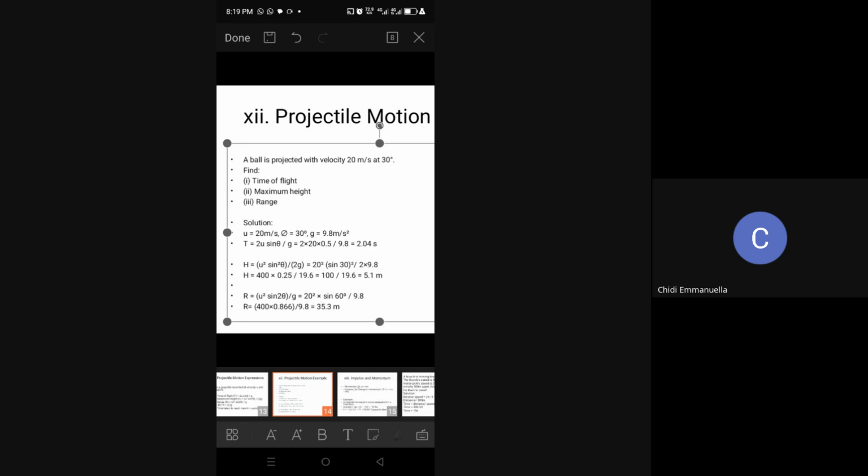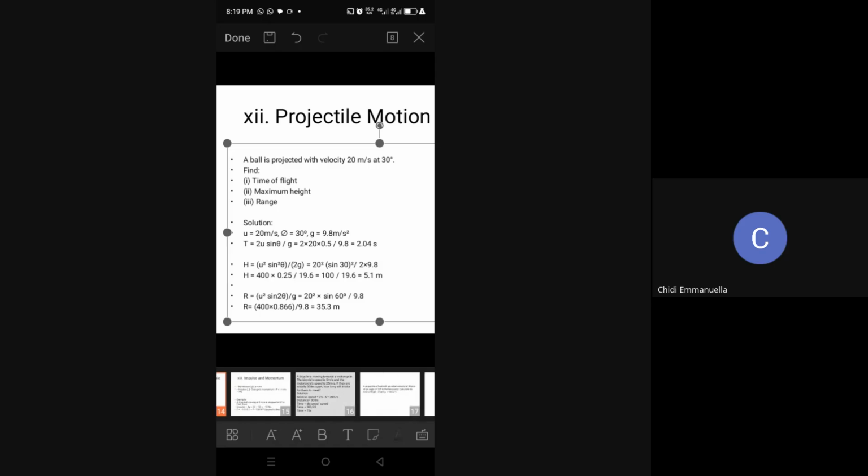Please explain that range again. Okay. Range is u square sine 2 theta over g. U is 20, so that is 20 square. Theta is 30, right? 2 theta means 2 times 30. That will be 60. That's why it's sine 60. Do you understand that now? Okay, thank you, sir. All right.